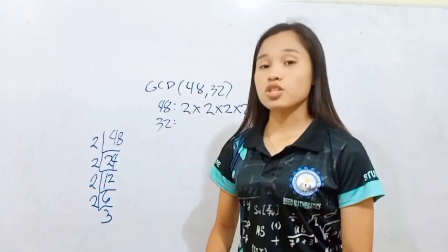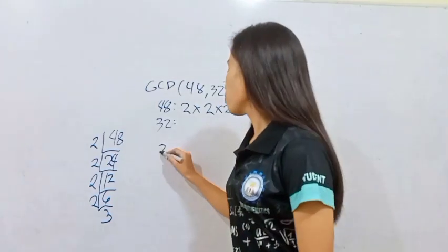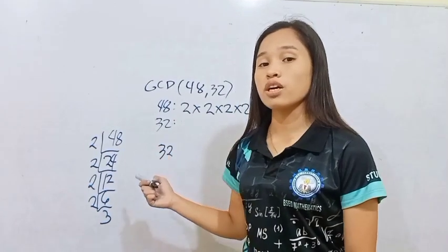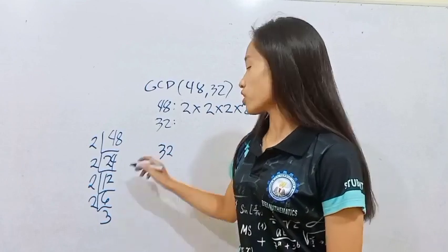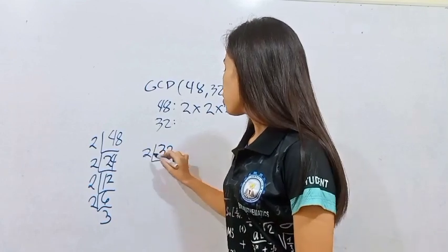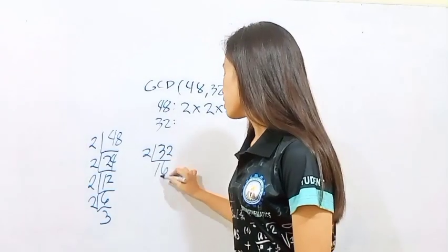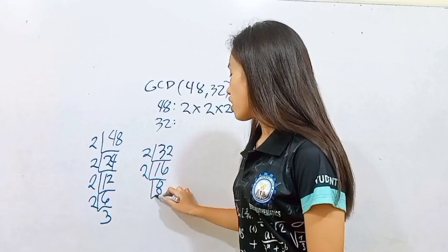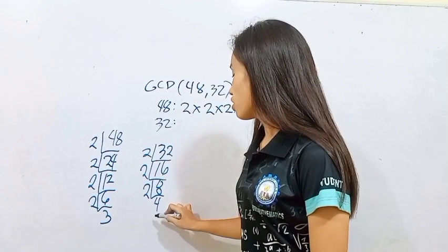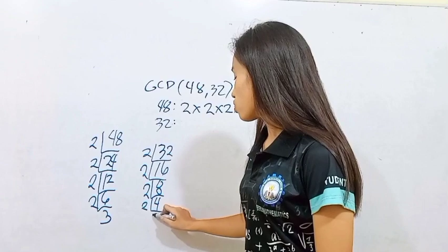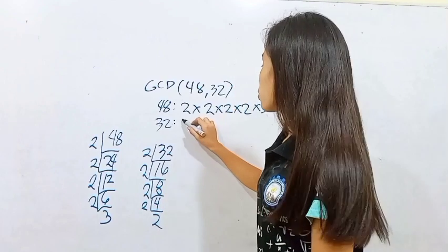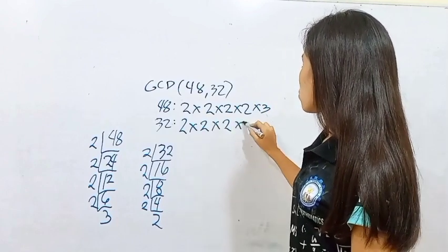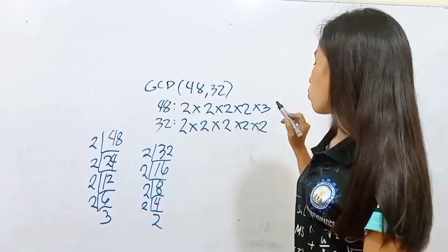Next is the prime factorization of 32. Same as with 48, we look for prime numbers that we can divide 32 by without remainders. So, let's try 2 again. 32 divided by 2 is equal to 16. Then 16 divided by 2 is equal to 8. Then 8 divided by 2 is equal to 4. Then 4 divided by 2 is equal to 2. So let's list: 2 times 2 times 2 times 2 times 2.